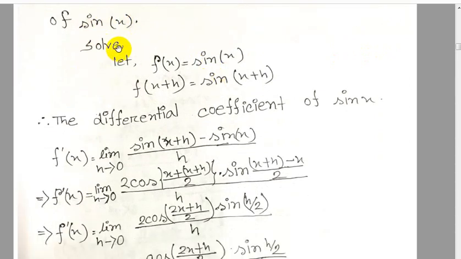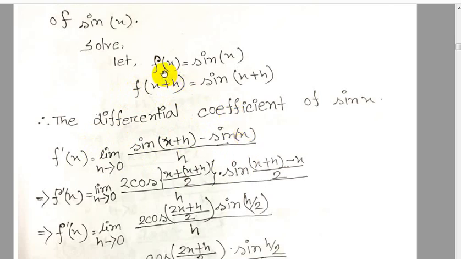So now we'll determine the differential coefficient of sine x. Let us consider f of x equals sine x, as we want to determine the differential coefficient of sine x. Therefore we initiated sine x as f of x, and therefore we can also find f of x plus h. Remember, at first we determined f of x as our desired function, then we determined f of x plus h.